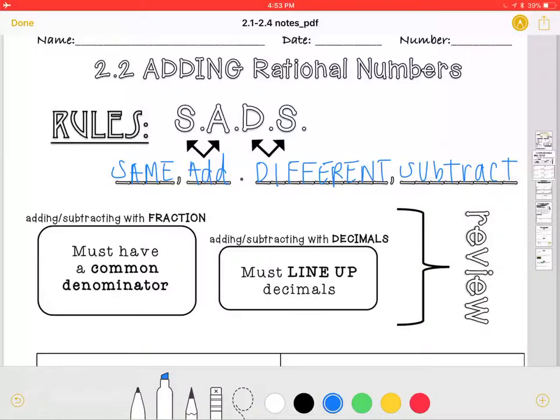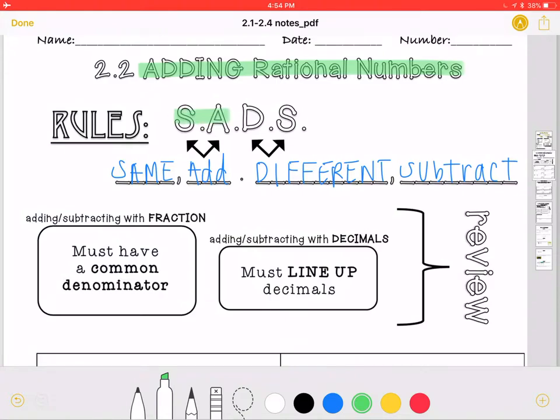Alright, let's get into lesson 2, adding rational numbers. The same rules apply as when we were adding integers. Now, instead of adding whole positive and negative numbers, we're going to be adding positive and negative fractions and decimals. So our same rules apply. We want to think of SADs.